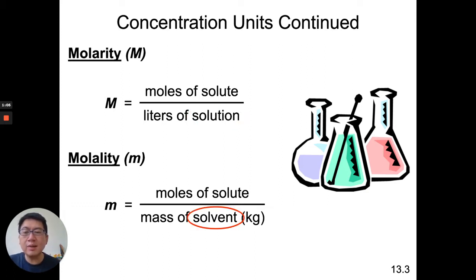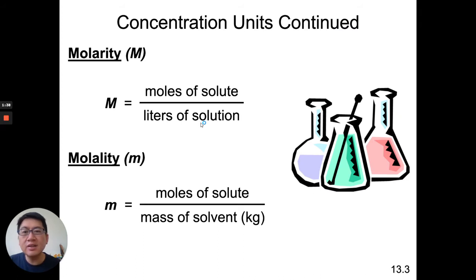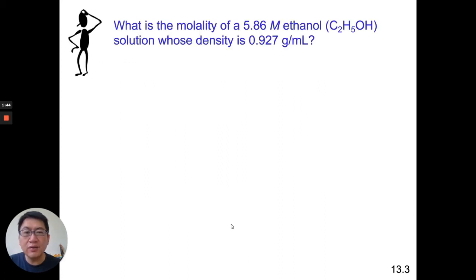Okay, so we're going to do an example of a conversion. Here's the sample problem. What is the molality of a 5.86 molar solution of ethanol? Ethanol is an alcohol. The solution's density is 0.927 grams per milliliter. We actually need to know the density, because one is in liters and the other is in kilograms. So we need to know how to convert between grams and liters.